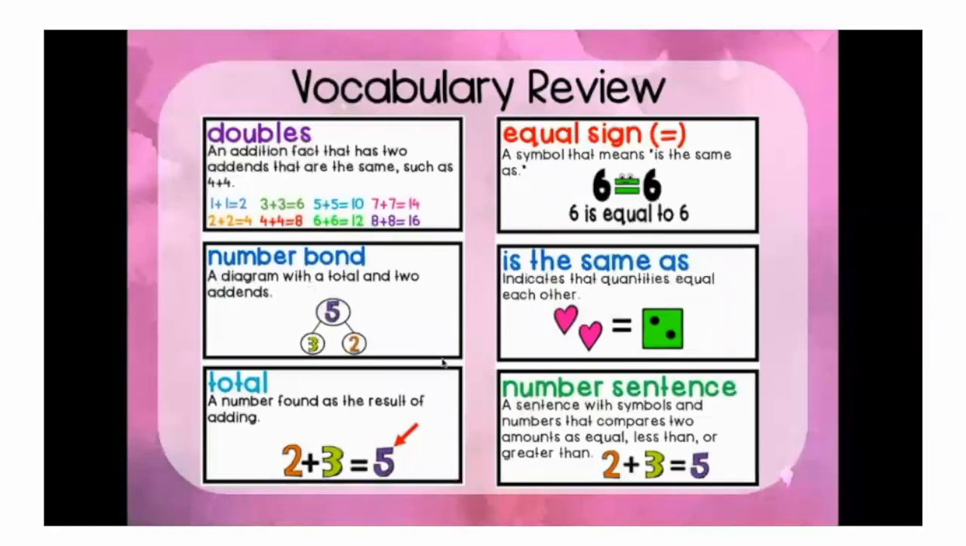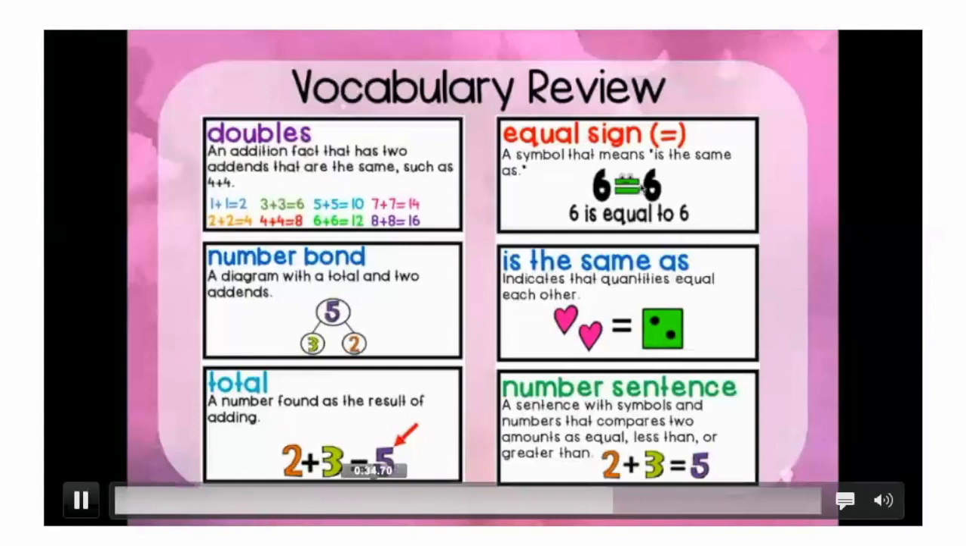A total is a number found as the result of adding. In this example, 2 plus 3 equals 5. 5 is our total. An equal sign. That is a symbol that means is the same as. 6 equals 6. 6 is equal to 6.